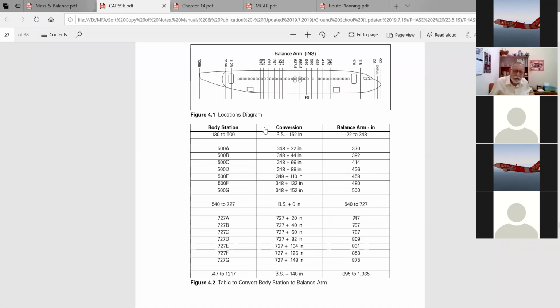500E balance arm is 458. Yeah, simple. Convert 500E to balance arm: 458. The next question is convert balance arm 809 into station number. Where is 809 over here? What is the balance arm? 727 delta. Yeah, that's all. This is how you read the thing. Now there are 4 questions. Can you give me the answers?